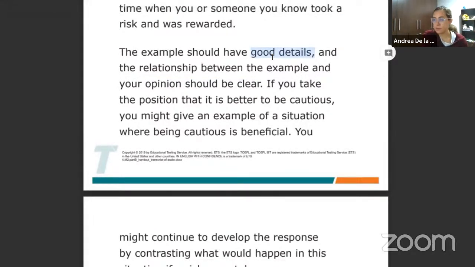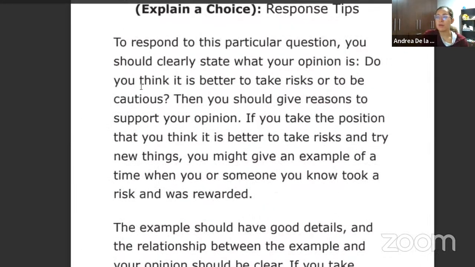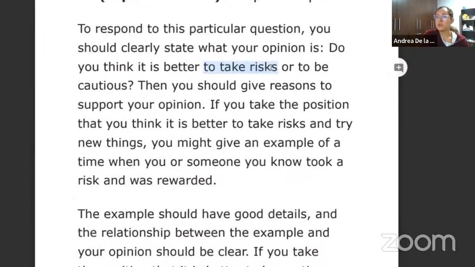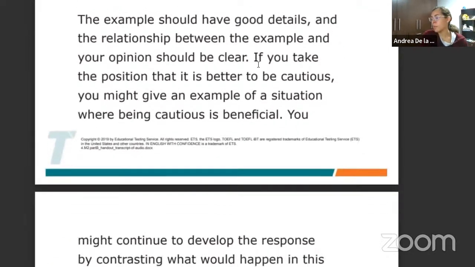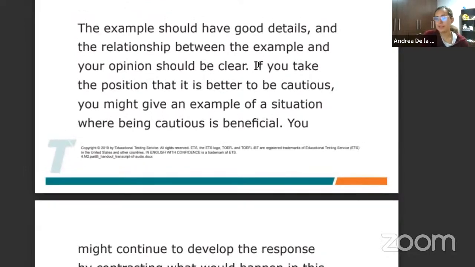Include details in your example. Tell me names, tell me when this happened, where it happened, what you were doing. So don't just say, for example, I remember that when I was a kid, I used to take a lot of risks. No, tell me what risks you took, right? When I was a kid, I used to take difficult classes. I used to travel alone. I would sometimes go out late at night, right? So you could start giving details about what specific risks you took.